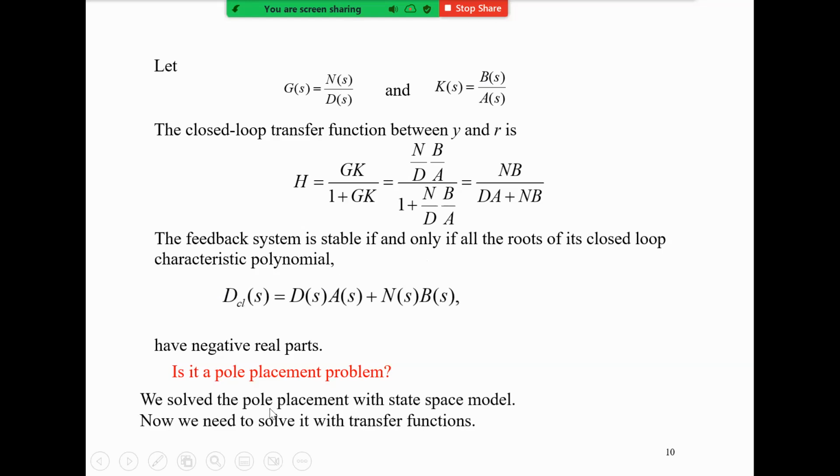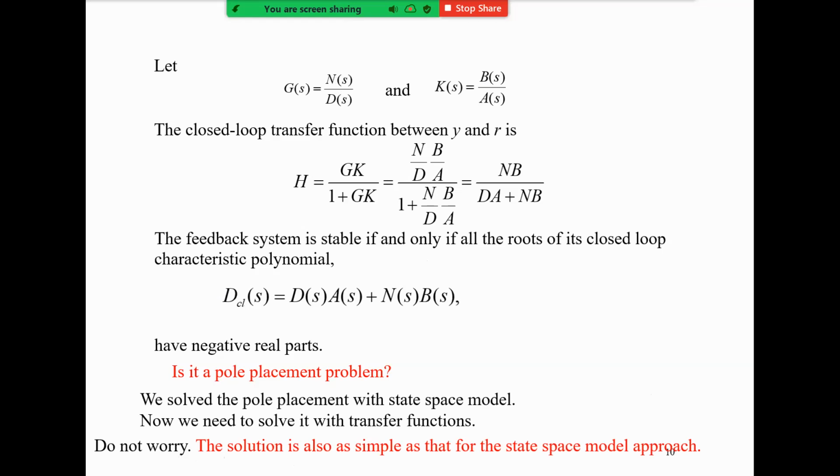So we have already solved the pole placement problem, but at that time, in chapter 7, we didn't use any transfer function. We used the state space model and we did it. So now we need to solve it with the transfer function. Okay, so it's a new solution, but the solution is also as simple as the one we have done for the state space model.